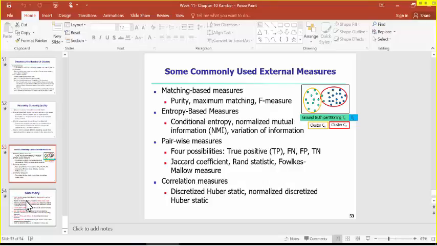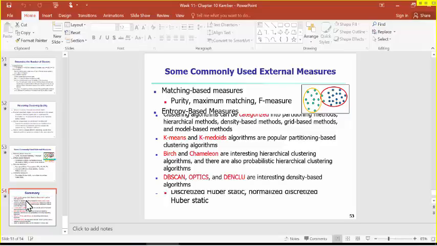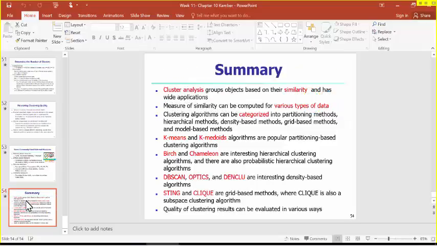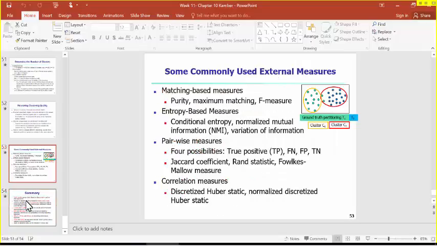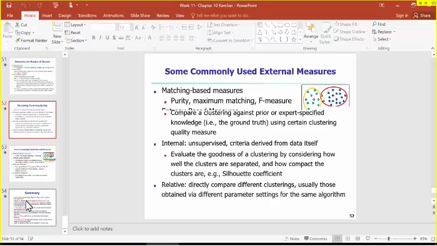Okay, in terms of correlation measures, we have the discretized Hubert statistic and the normalized discretized Hubert statistic. So these are all the measures, and with this we also conclude this week's topic, which was based on clustering.